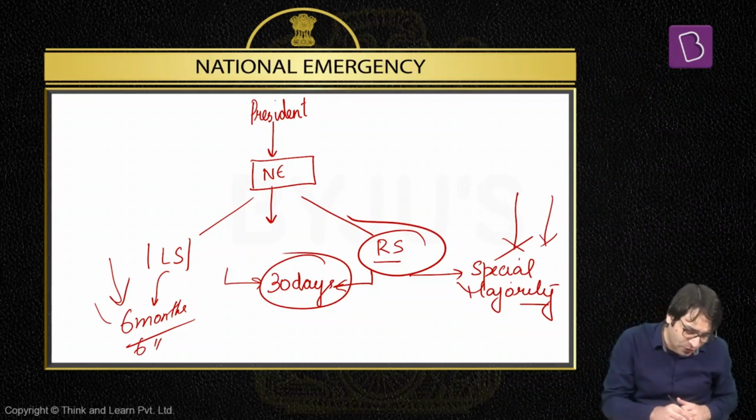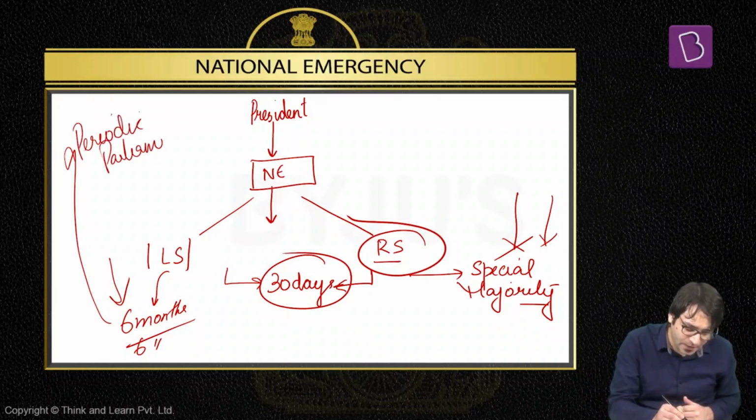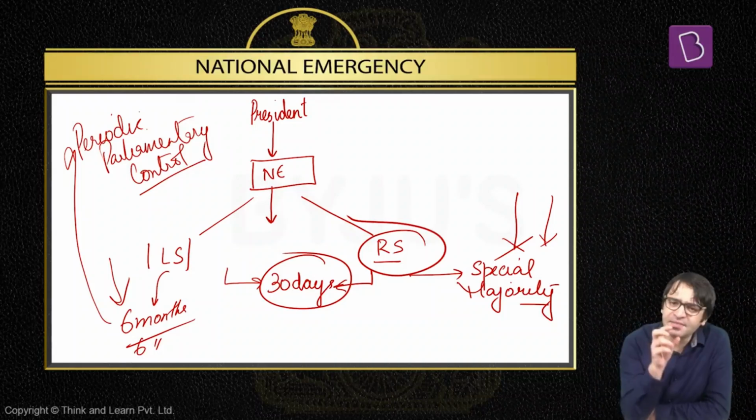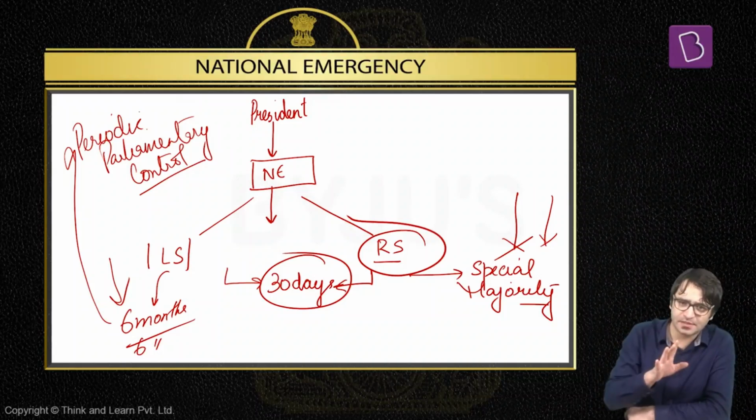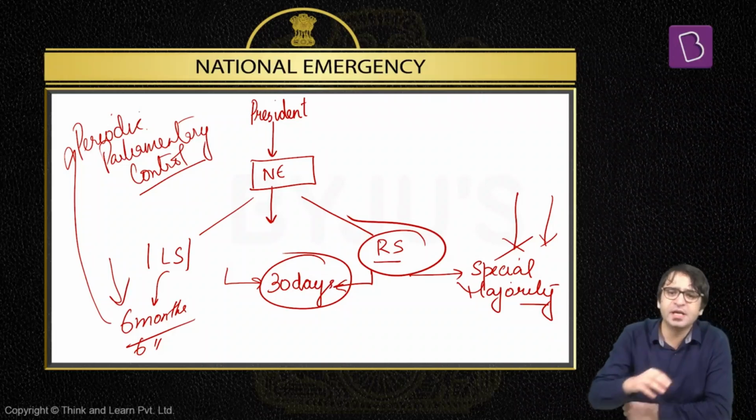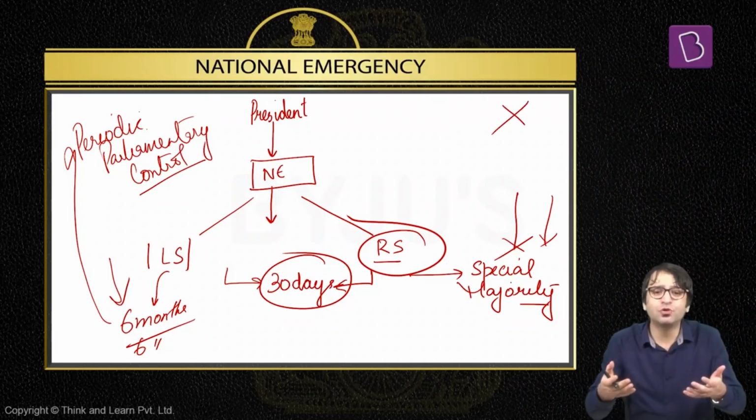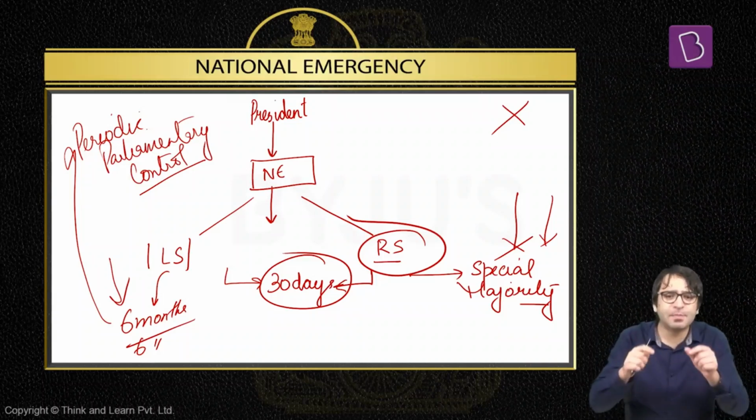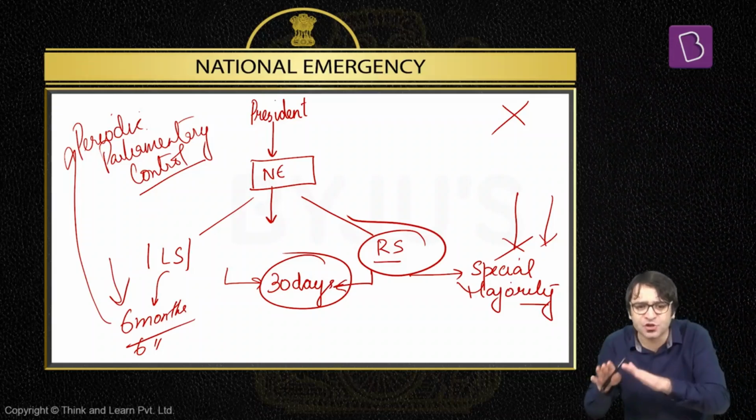And this 6 months is what we call periodic parliamentary control. And this periodic parliamentary control is very important for you to understand. What is this periodic parliamentary control? Number one, can there be an upper limit that national emergency can continue only for 6 months, or only for 1 year, or only for 2 years, or only for 3 years? There can be no upper limit. Why? Because we don't know for how long war will continue. We don't know for how long armed rebellion is continuing. We don't know for how long external aggression is continuing. That means we cannot fix the number of years. That means there can be no upper limit to the number of years national emergency can continue in this country.